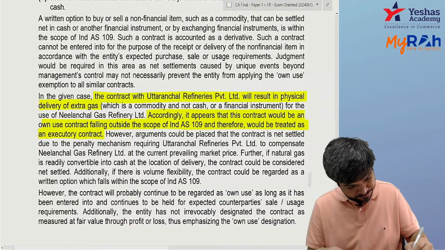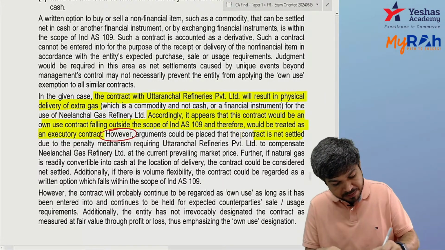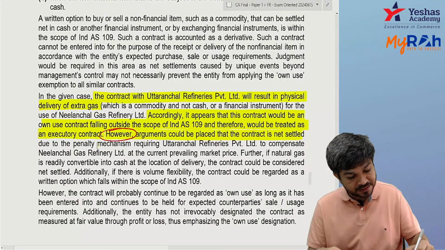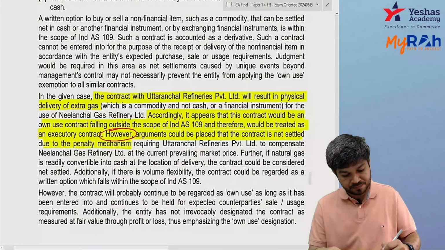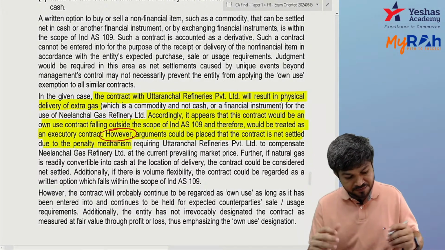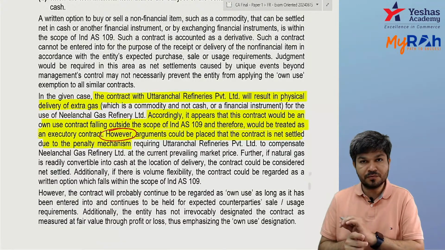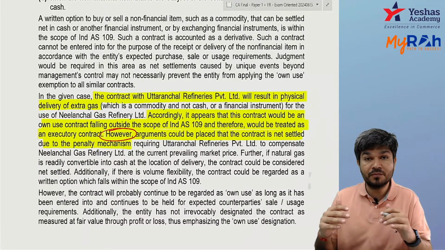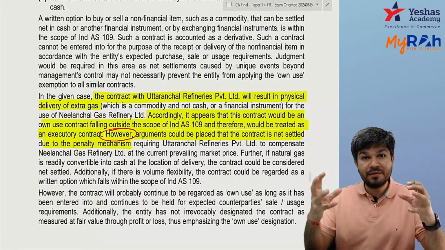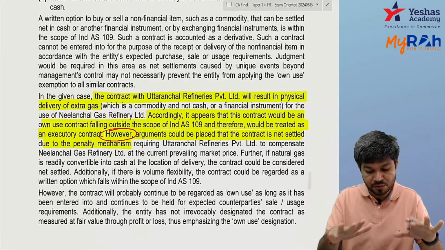However, an argument can be placed that the contract is net settled due to the penalty mechanism. So if they are not going to give you delivery, they will pay me a penalty, then yes, it comes over here.